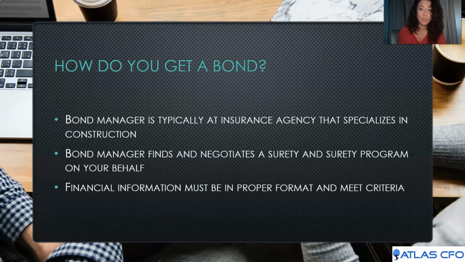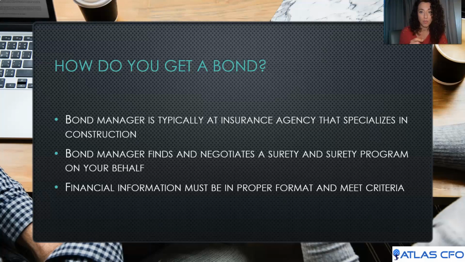So how do you get a bond? If you're new to getting a surety bond, I'm going to walk through that process very quickly. You will typically start with your insurance agent. Now, not all insurance agents will do surety bond work. You're looking for an insurance agent that specializes in it. It will make your life way better to have an insurance agent that has bond experience. Many times they have their own bond manager within the organization, and that person is responsible for coordinating the surety program and working with contractors to make sure that they meet the requirements.